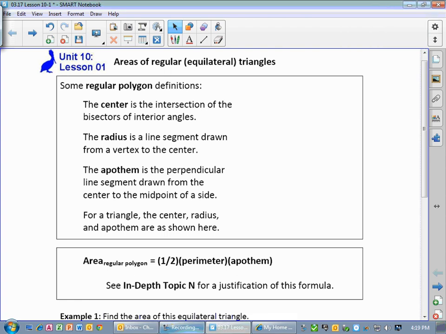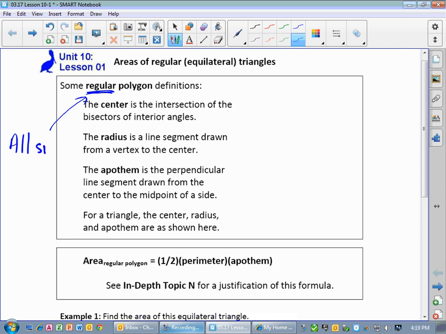So first, defining this word regular. We kind of went over it today in class too, but it's a simple way of saying all sides are congruent. And it also says all the angles are congruent, but that doesn't come into play so much in this lesson, but I'll go ahead and write it here. All angles congruent.